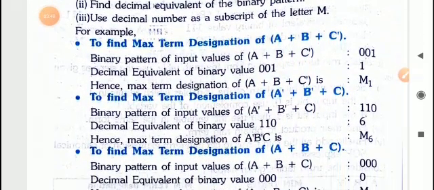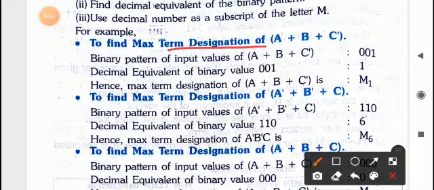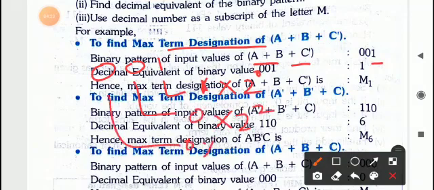Now how to find the max term? It is similar to what we did for the min term, the only difference is that wherever you get the complemented variable you write 1, and where you get the variable you write 0. Like A plus B plus C complement will be written as 0 0 1, and the decimal equivalent of 001 is found in the same manner. Multiply the first one with 2 to the power 0, then 0 into 2 to the power 1, then 0 into 2 to the power 2. So this will be 0 only, so it is 1.